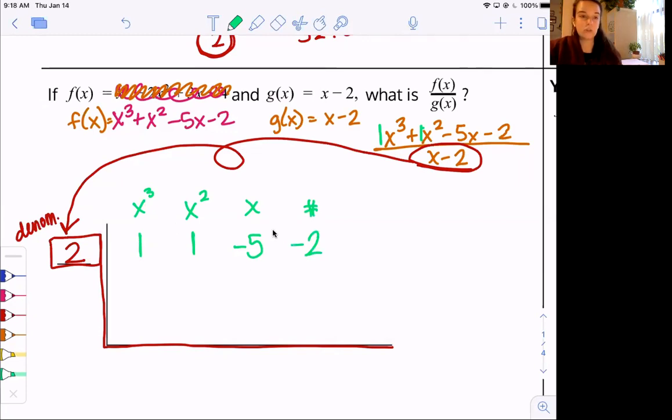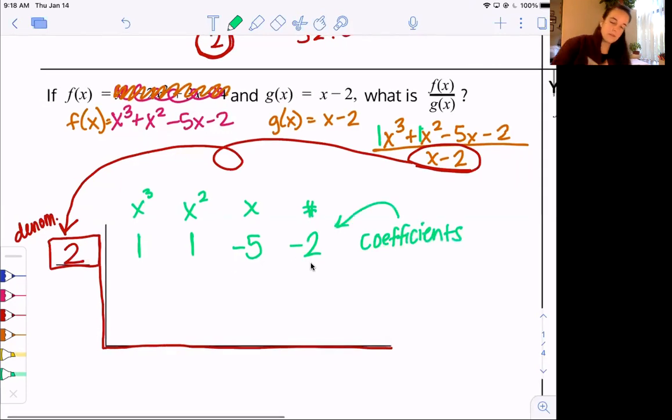So I'm writing a shorthand version of my equation. I don't have to write this when I'm doing it. So the next time that I do this problem, I might not write this here. You just have to write the denominator here in the box and then the coefficients here along the top. This is a part of the setup process. Do we have any questions about the setup process?